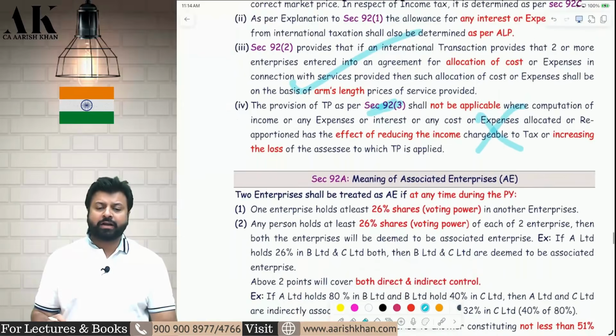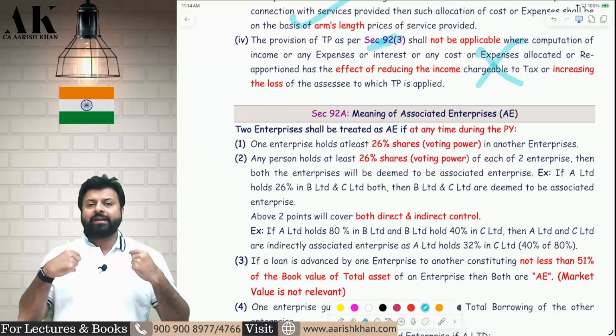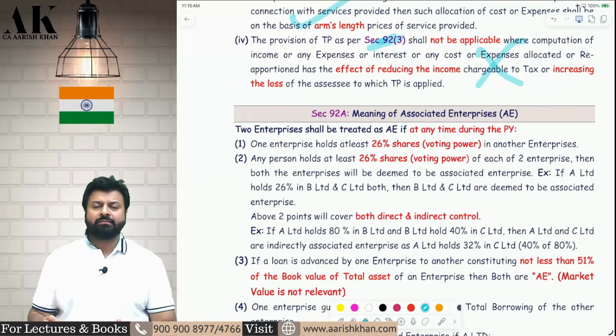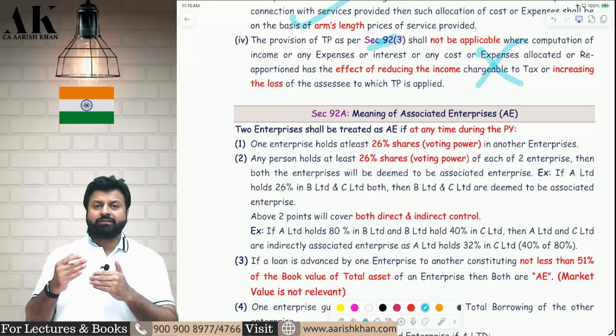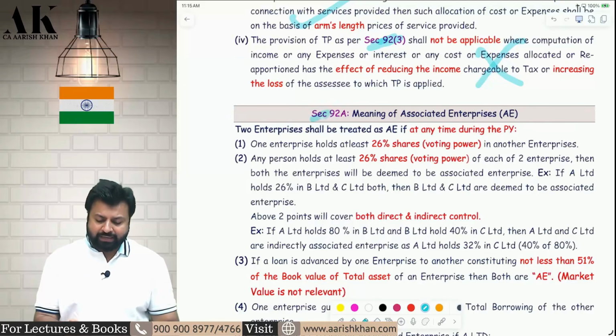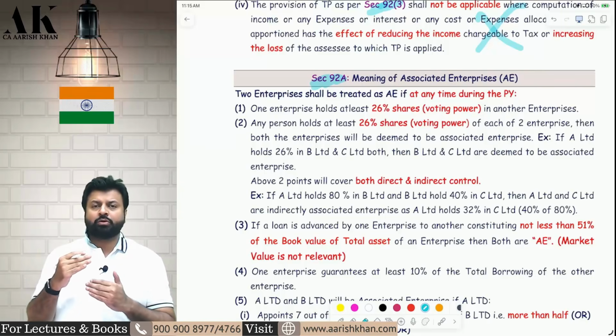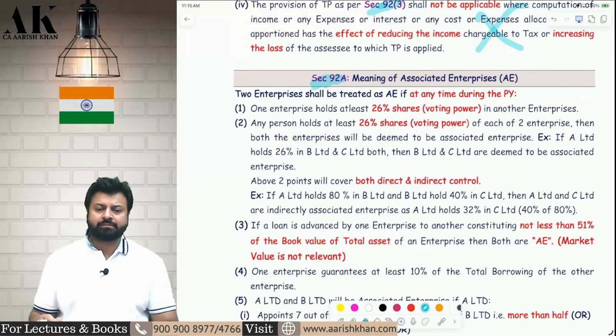Now, one of the most important conditions for applying transfer pricing is the relationship between two entities. When an entity enters into a transaction with another entity, both the entities should be associated enterprises. If both of them are associated enterprises, then only transfer pricing is applicable. Otherwise, transfer pricing provisions are not applicable. Now, the question is, what do I mean by associated enterprise? It is defined in section 92A. And there are around 11 to 12 cases. If you fall in either of the cases, you can say that the two enterprises are supposed to be associate enterprises. Let's see all the 12 cases one by one.